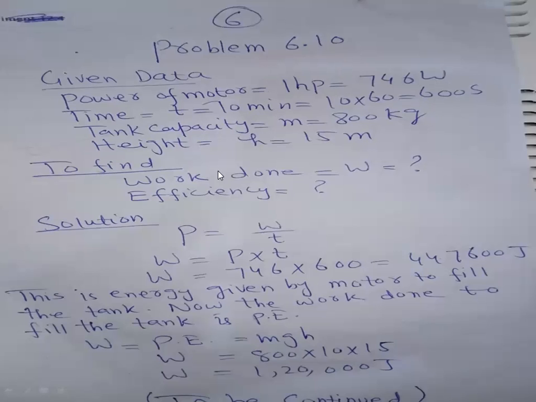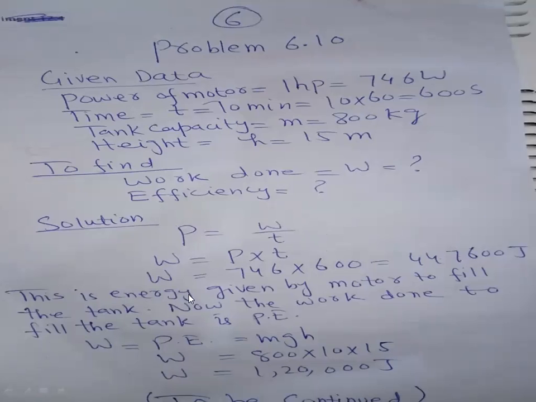So in this numerical, we are required to find work done and the efficiency. You know the formula of power is P is equal to W by T. Since I want to find the work done, I cross multiply this. So W is equal to P times T. The power is 746, multiplied by time 600. If you multiply this, you will get 44,7600 joule. So this is the input, actual work given to the water tank.